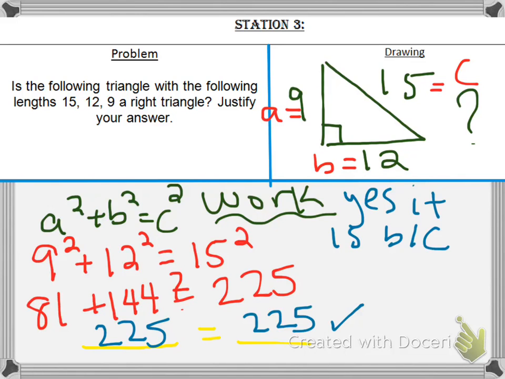Yes, it is, because A squared plus B squared equals C squared. Or you could go further and explain a little bit more. I would love if you say that when I squared the legs and added them together, they equal the hypotenuse squared. And you are done. You have several problems. I'm going to ask you to verify. So follow the same process and explain and justify your work.